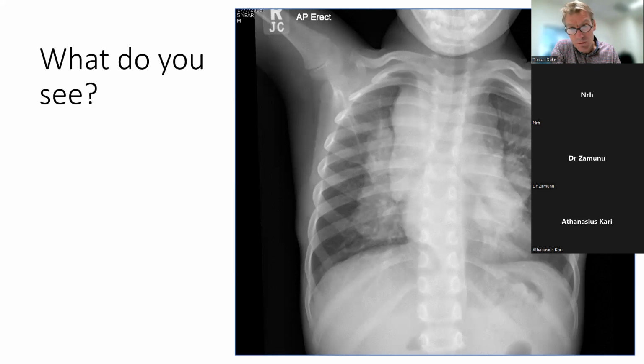It's got bilateral paratracheal lymphadenopathy. Yes. And also it's got consolidation. So bilaterally upper to lower, and right upper to lower zone. Yes, it could be a malignancy, it could be TB.